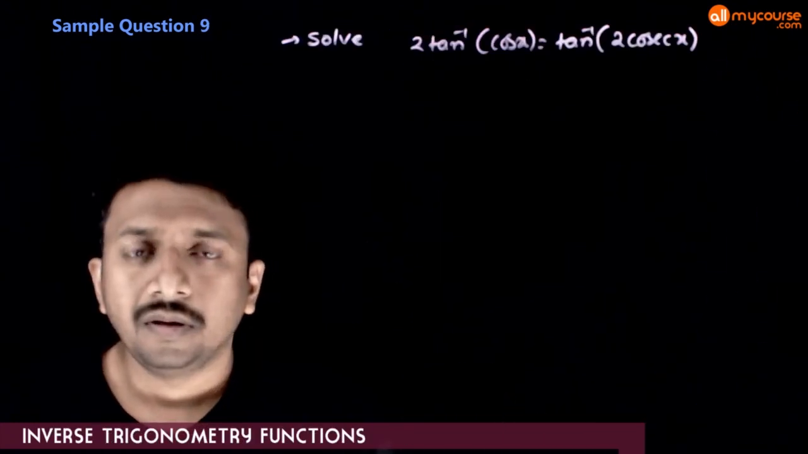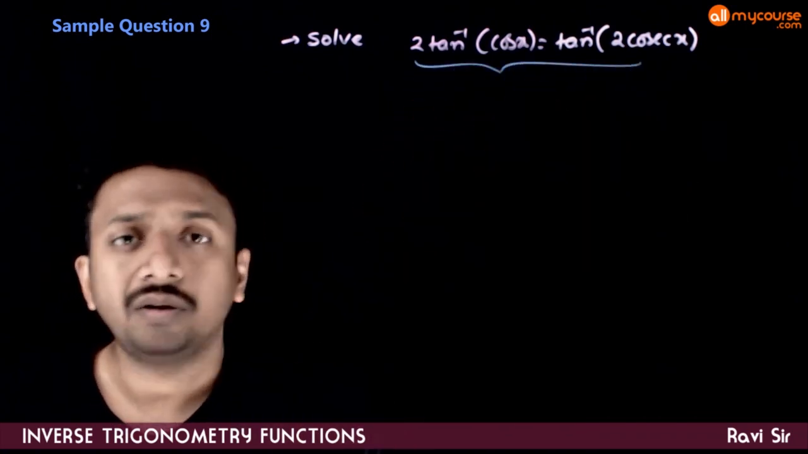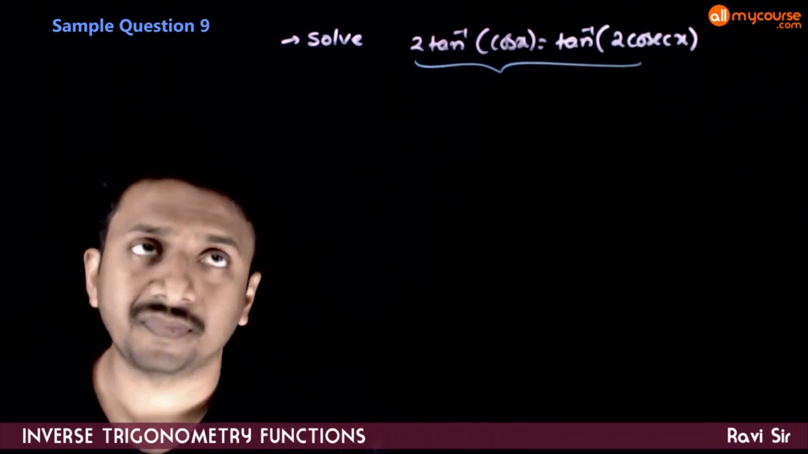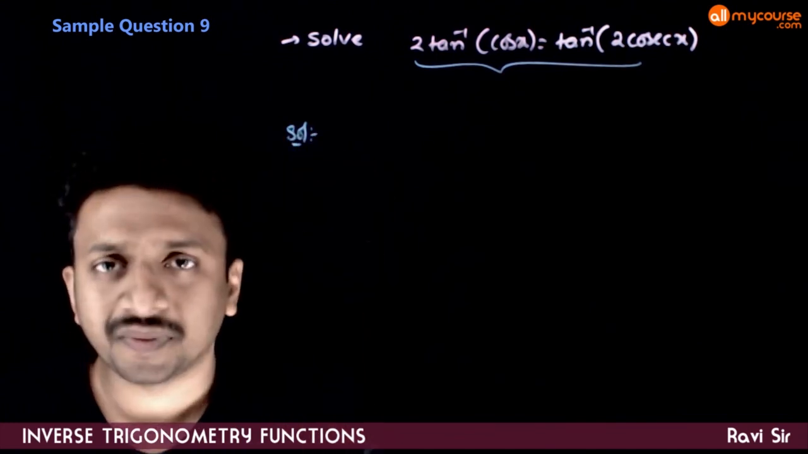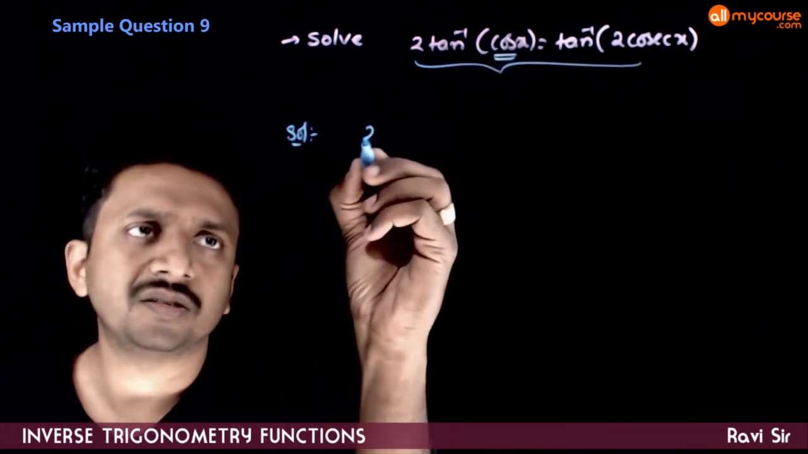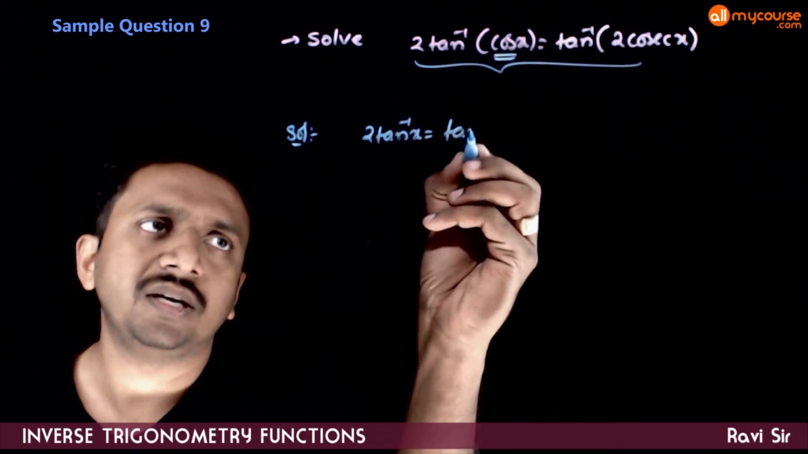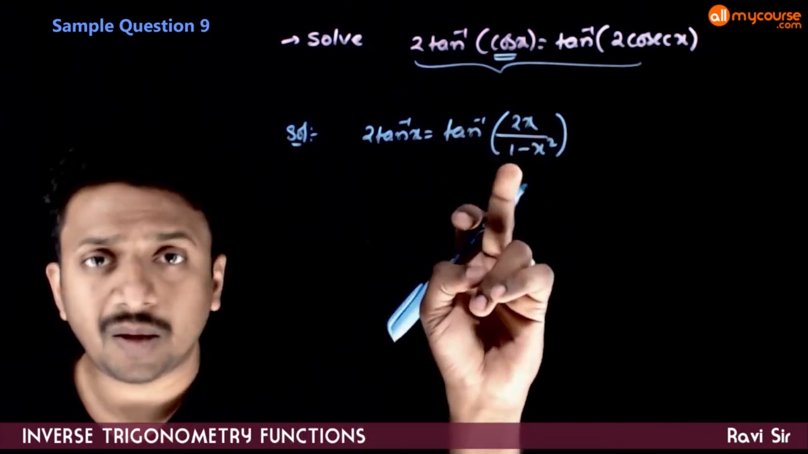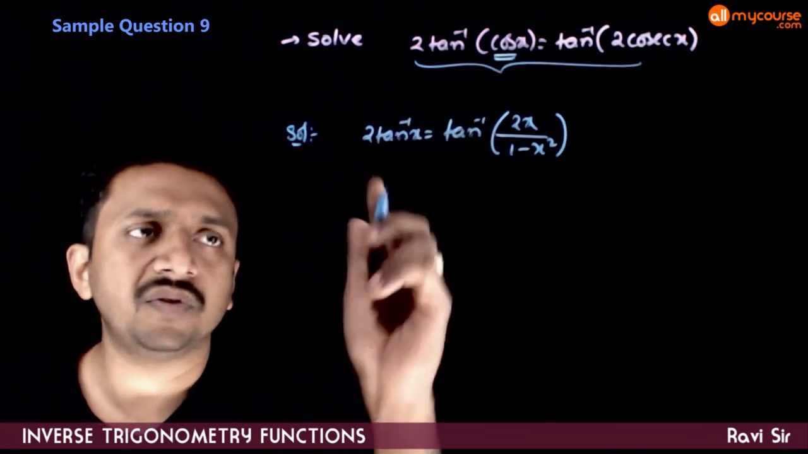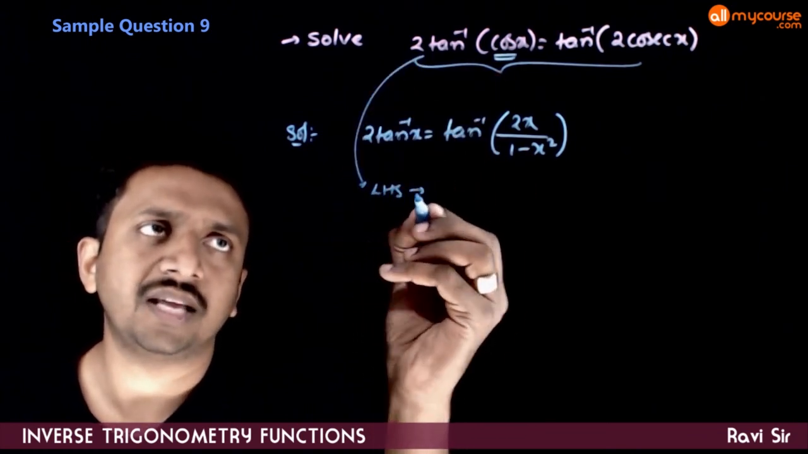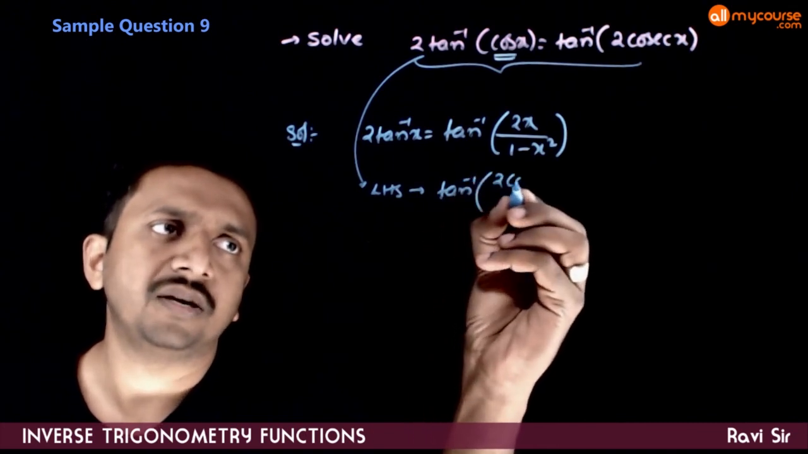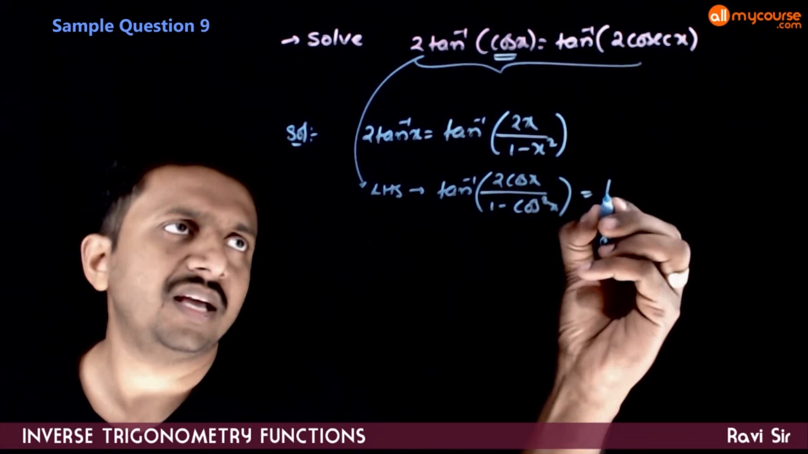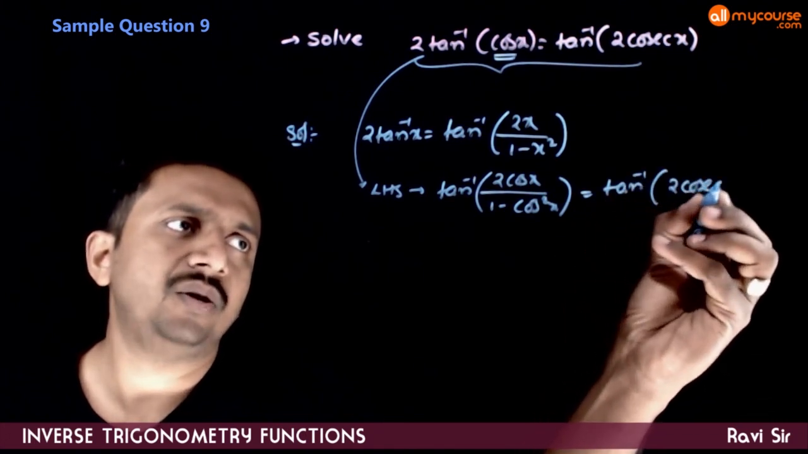That's the answer. In this question, you're asked to solve the equation 2 tan inverse of cos x is equal to tan inverse of 2 cosecant x. So let us apply the standard formula: 2 tan inverse x is equal to tan inverse of 2x by 1 minus x square, like 2 tan theta by 1 minus tan square theta. So for 2 tan inverse of cos x, the LHS can be written as tan inverse of 2 cos x by 1 minus cos square x. So this is equal to tan inverse of 2 cosecant x.